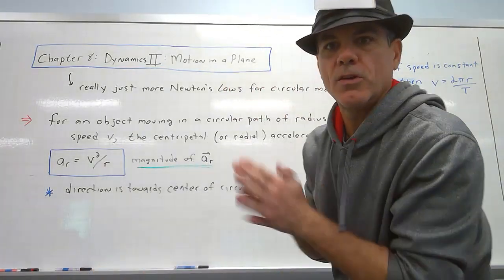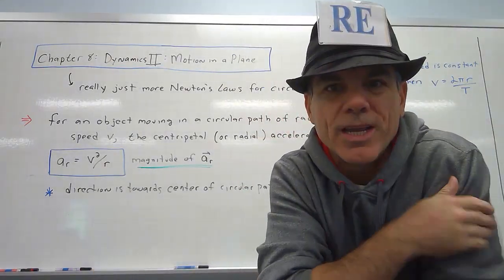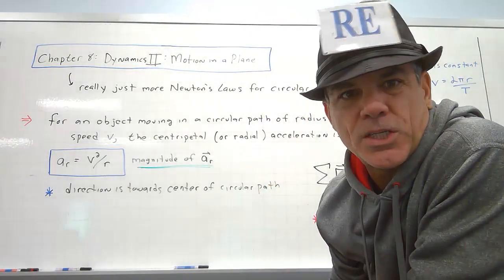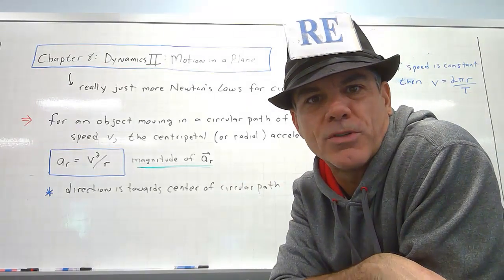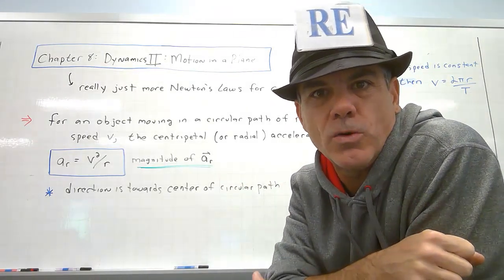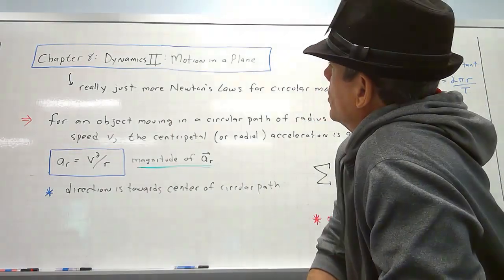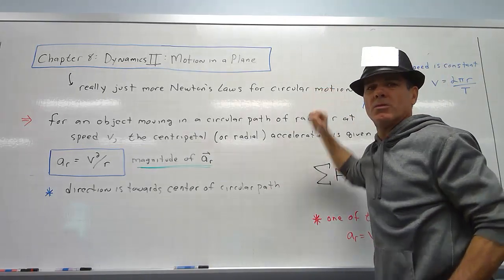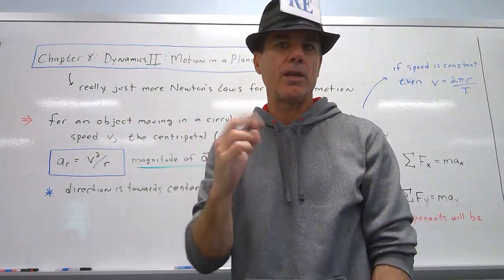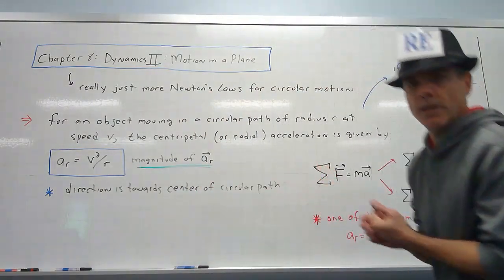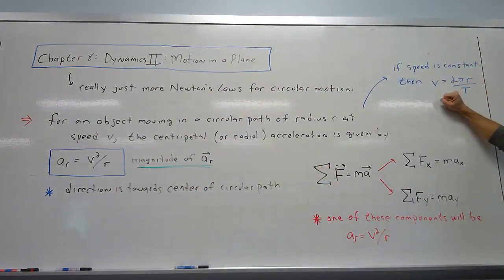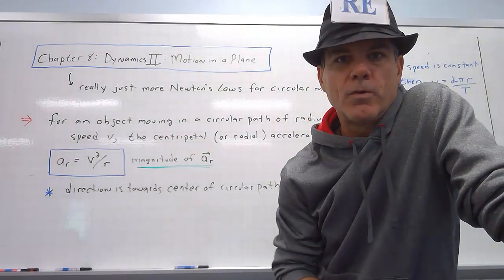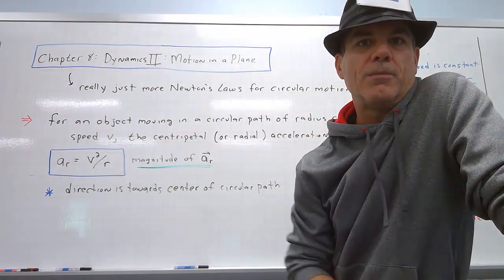Okay, so let's start with a little recap. So far in Chapter 8, I've only spent Thursday on it. But keep in mind, Chapter 8 is the fourth of 4 chapters on Newton's laws, and there's not really a whole lot new. Basically, it's Newton's laws using circular motion. So dynamics 2, motion in a plane, really we're just doing Newton's laws where something is moving in a circular path of radius r at speed v. So one, just to be clear, if the speed is constant, and if we know the radius and the period, we know the speed is given by v equals 2 pi r divided by T. That's for uniform circular motion if we know the speed of the object is constant.